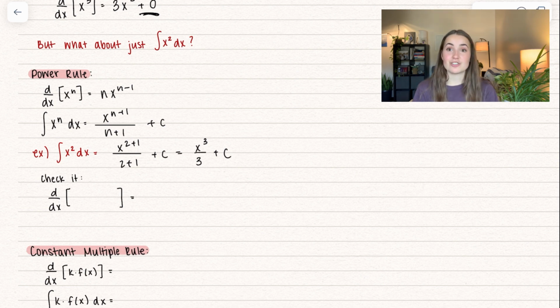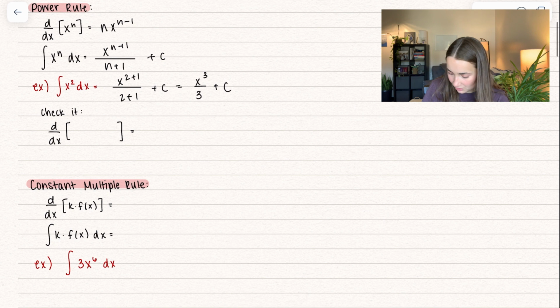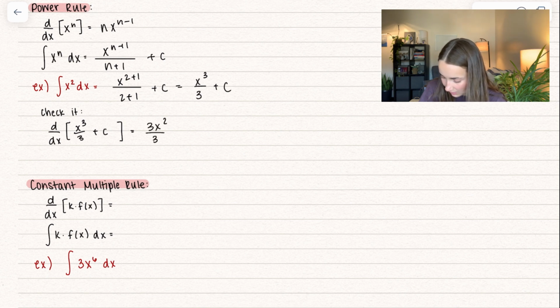And I always suggest checking it to make sure it is for sure our answer. So we can check it by taking the derivative. So we have x cubed over 3 plus some constant c. And when we take the derivative, we bring down that power, and that becomes a 2 divided by 3 plus 0. And here we can see we just get x squared. And what we're checking is that this, our solution right here, matches with what we're integrating. If it matches, then we're good to go.